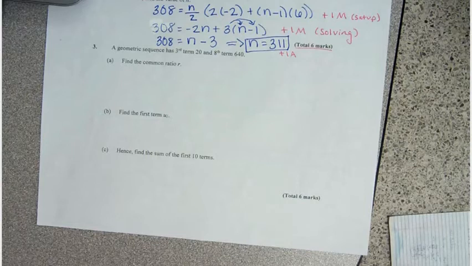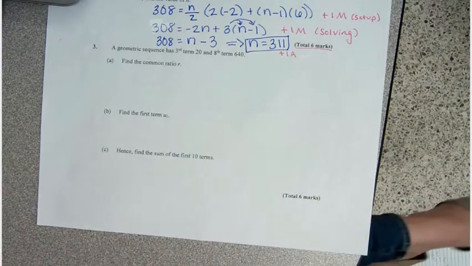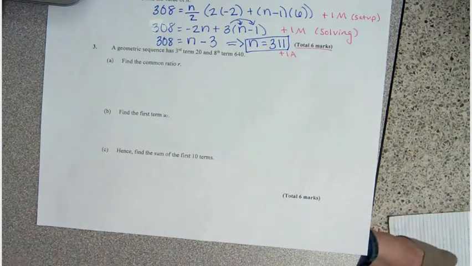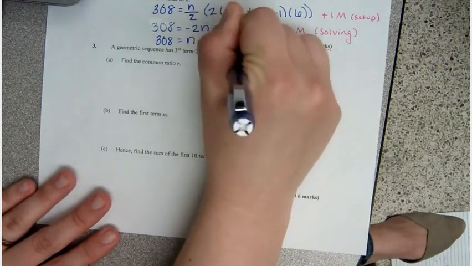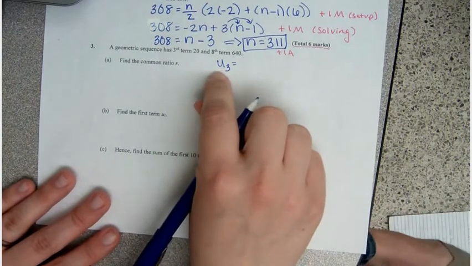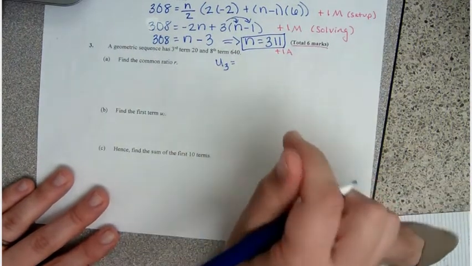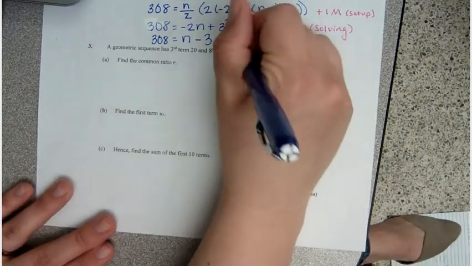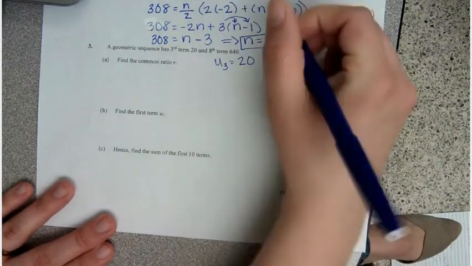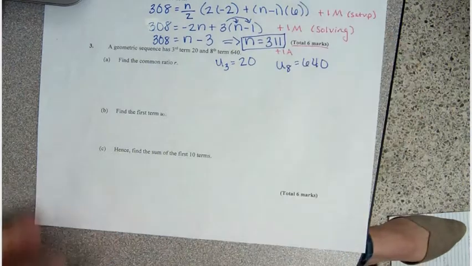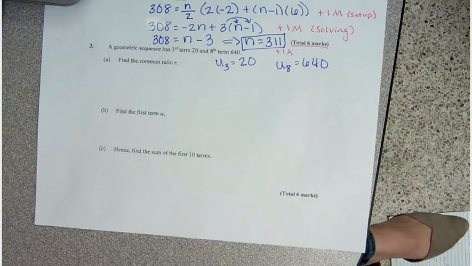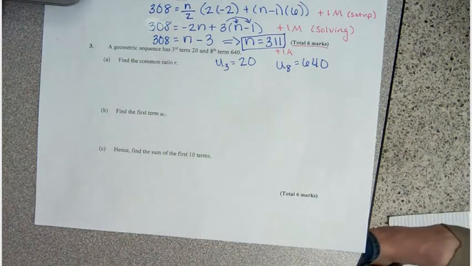All right, number 3: find a geometric sequence that has a third term 20. Notice that when we're talking about sequences, we use U. When we're talking about series, we use S. So U3 is 20, U8 is 640. It asks first to find the common ratio.